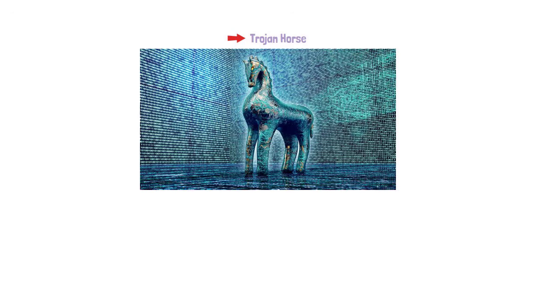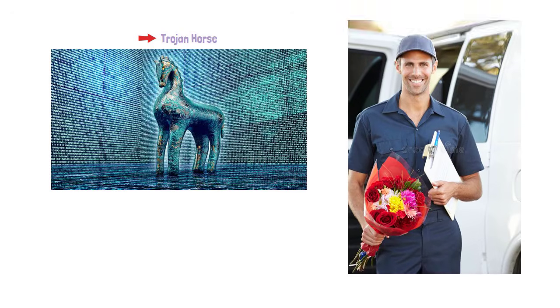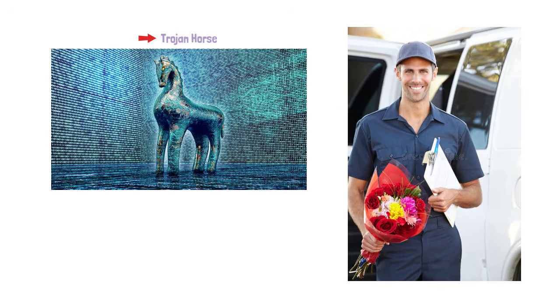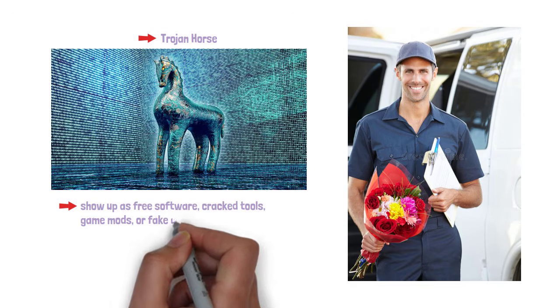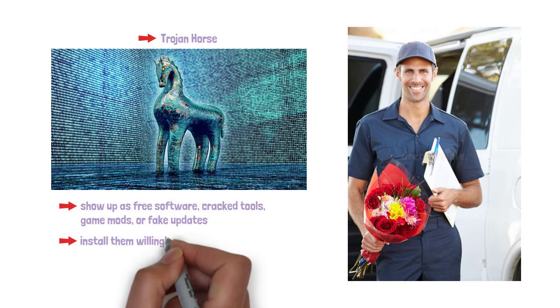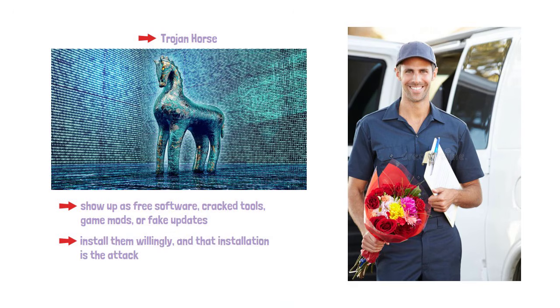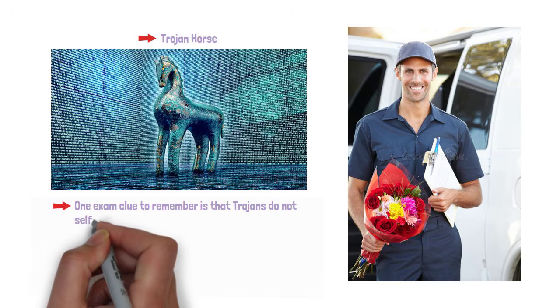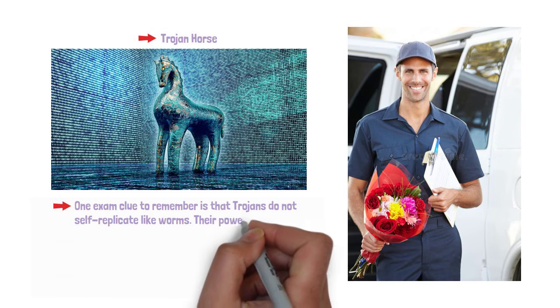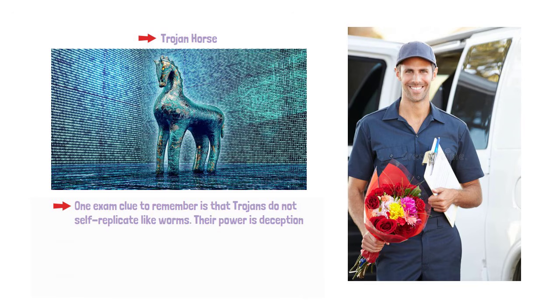Next is a malware that spreads because it tricks you. A Trojan looks legitimate but hides something malicious inside. Think of it like a fake delivery driver wearing a uniform. You let them in because they look real. That is exactly how Trojans work. They show up as free software, cracked tools, game mods, or fake updates. You install them willingly, and that installation is the attack. Once inside, a Trojan can steal data, open a backdoor, or download more malware. One exam clue to remember is that Trojans do not self-replicate like worms. Their power is deception. A Trojan often sneaks in quietly.